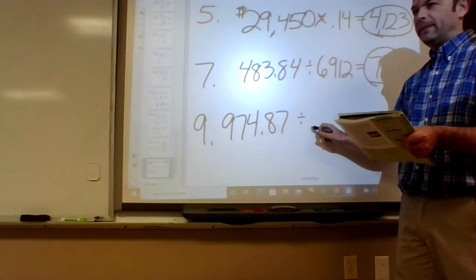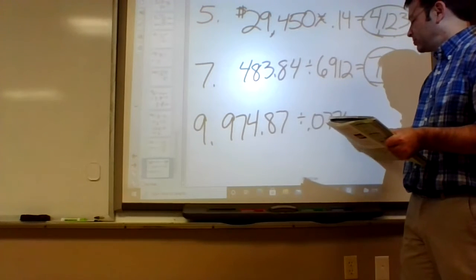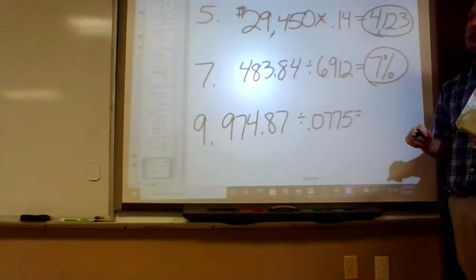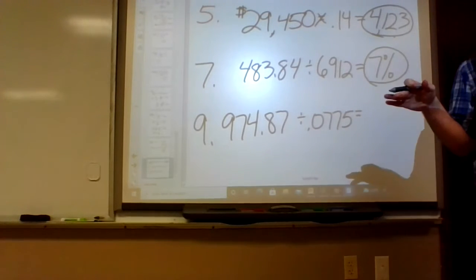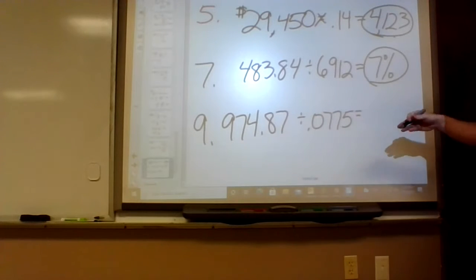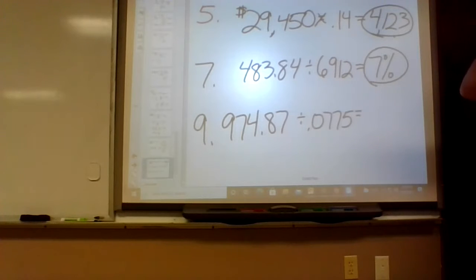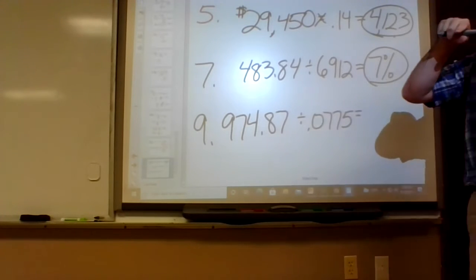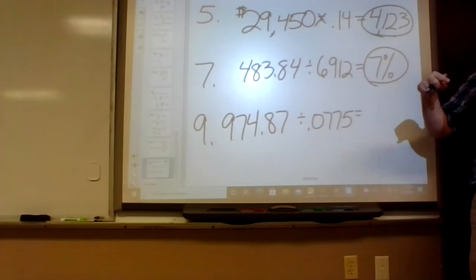7.5. Nope. 0.0775. Correct. 7.75% is not worth 7.75, so we can't plug that in the calculator. You got to plug in 0.0775. Or if you do have a percentage button on your calculator, you could plug it in with that, 7.75%.